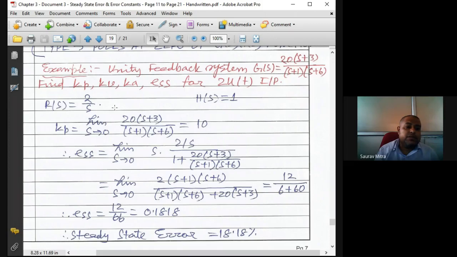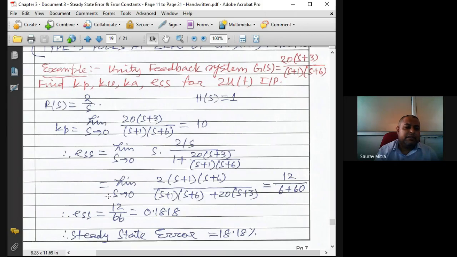Substitute S is equal to 0, so this will be 20 into 3 divided by 6. That will be the value 10. And how much is the steady state error? Steady state error, that is ESS, you can find out directly, that will be equal to 2 divided by 1 plus 10. That will be 2 divided by 11.